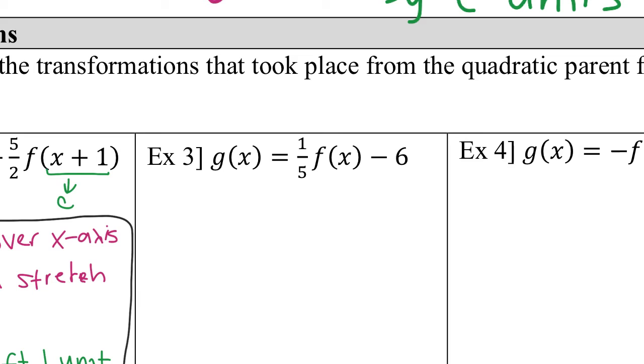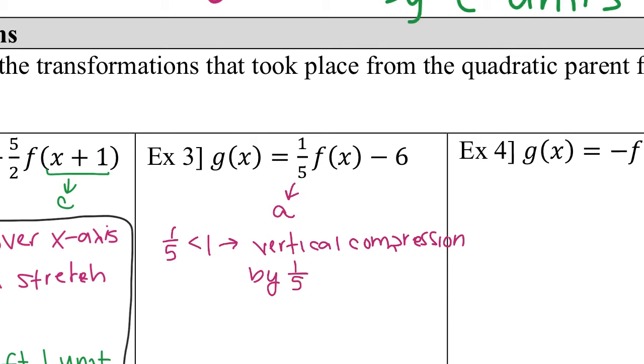g of x equals 1/5 f of x minus 6. So we have an a, 1/5. Since 1/5 is less than 1, that means there was a vertical compression by 1/5. And then we have minus 6 here at the end. That's our d parameter. So minus 6 at the end means you will shift down 6 units. 2 transformations here.